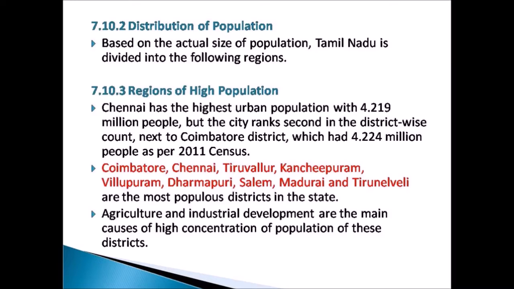Distribution of population based on the actual size of population. Tamil Nadu is divided into the following regions. Regions of high population. Among the cities in Tamil Nadu, Chennai is highly populated. Chennai has the highest urban population with 4.219 million people. But Chennai ranks second when compared with districts. The first district which has the highest population is Coimbatore. The population of Coimbatore is about 4.224 million, and Chennai comes second with a population of 4.219 million. This report is as per the 2011 census.